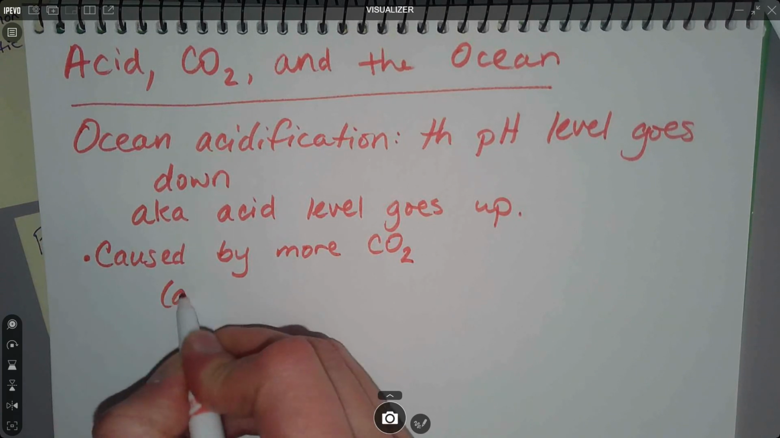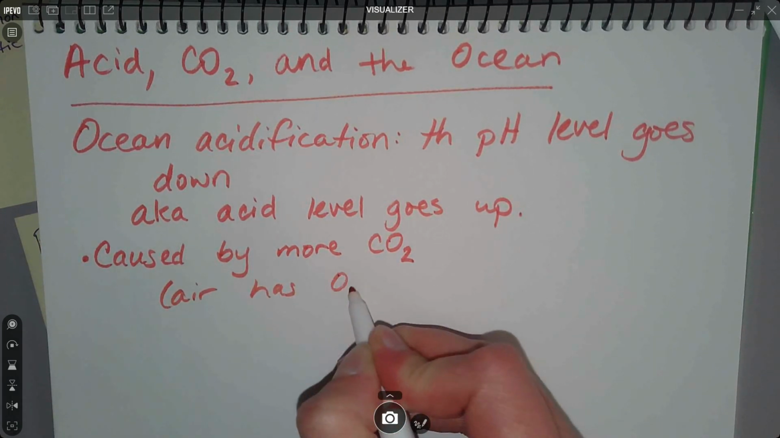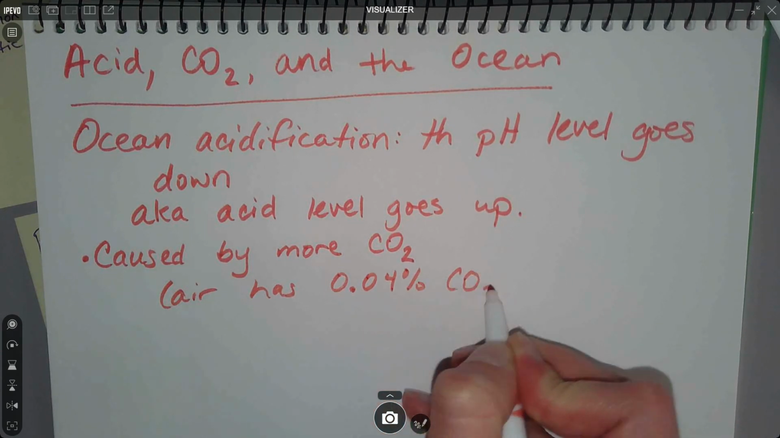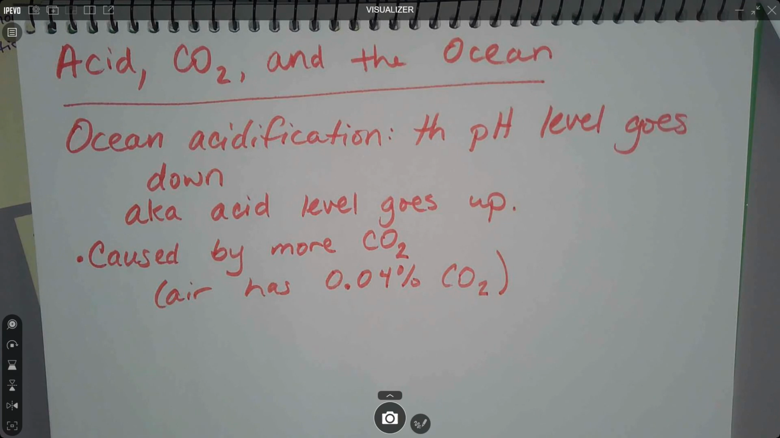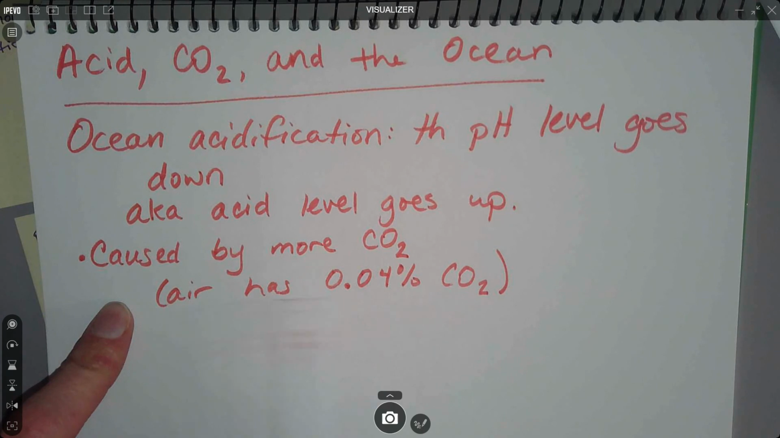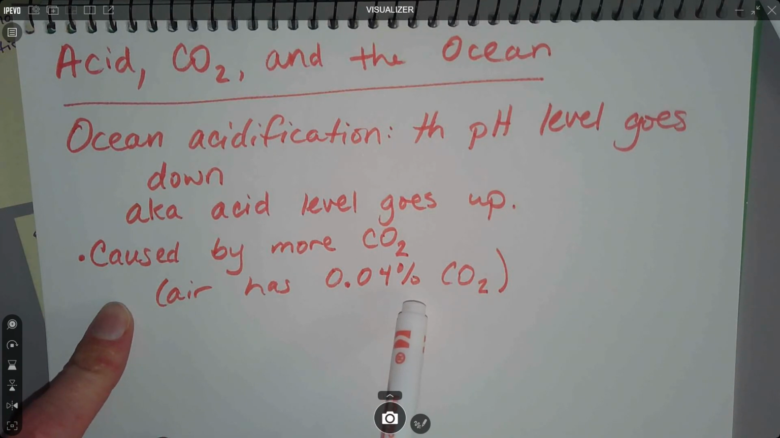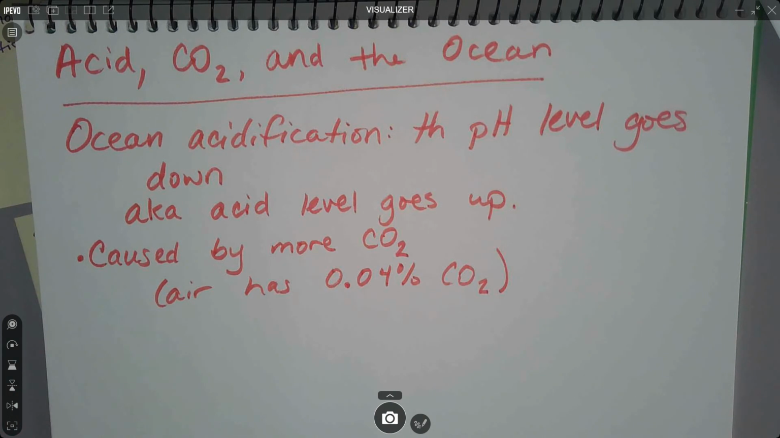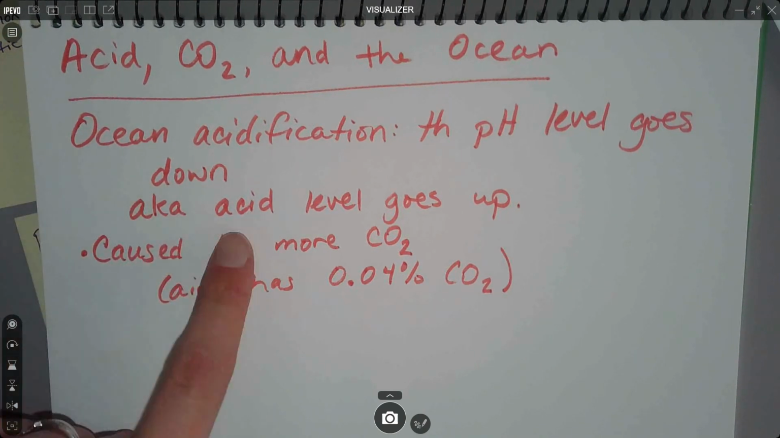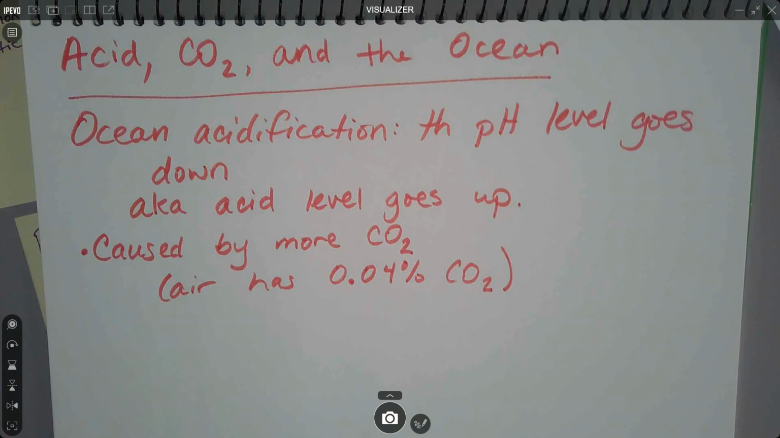So air has 0.04% CO2. That's a very small amount, right? By the way, what's most of air made out of? Oxygen. What else? Nitrogen is actually the biggest one. That's most of it. And then oxygen is the next biggest. So the actual amount of carbon dioxide in the air is very, very tiny. But it's important because it does change how it gets in the ocean, right? So ocean acidification, the pH level goes down, or you could say the acid level goes up. It's caused by more CO2. Sound good?